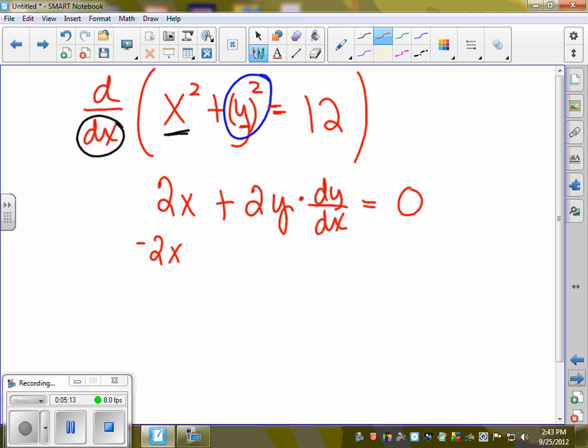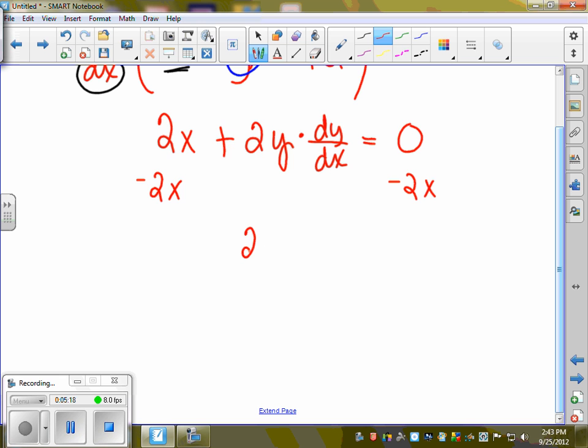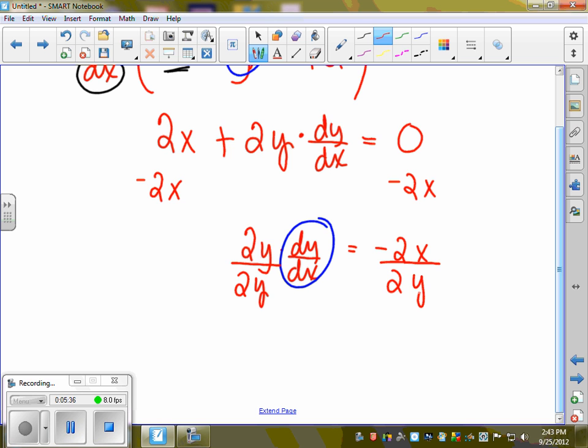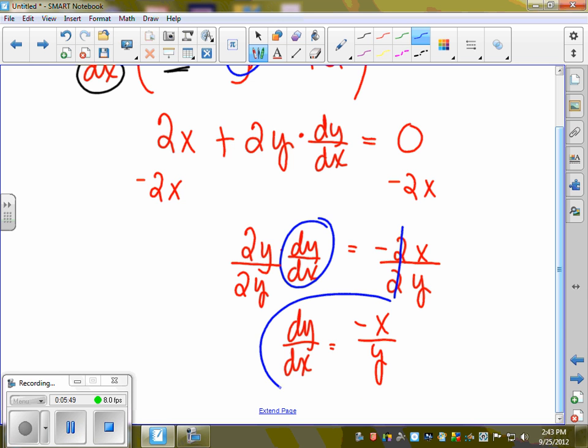So I subtracted 2x, and I get 2y dy dx, okay, this is still multiplication here, equals negative 2x. Again, remember, we're trying to get the dy dx by itself. So then what I'm going to do is I'm going to divide both sides by 2y. So dy dx is going to equal, well, this 2 and 2 is going to cancel, so I just get negative x over y. And that's your answer.